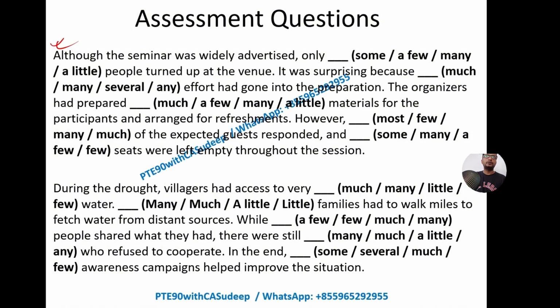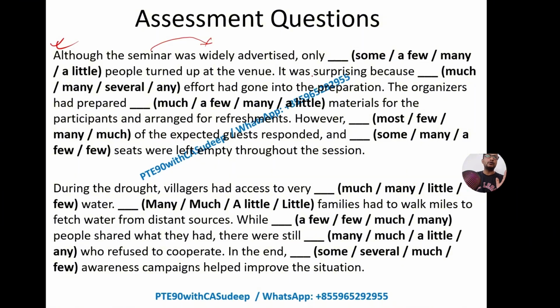I hope you have solved it, and let's learn it. Although the seminar was widely advertised, only dash people attended the venue. So, only dash. Even though it was widely advertised, we need something that says only some people, only a small quantity of people, attended.